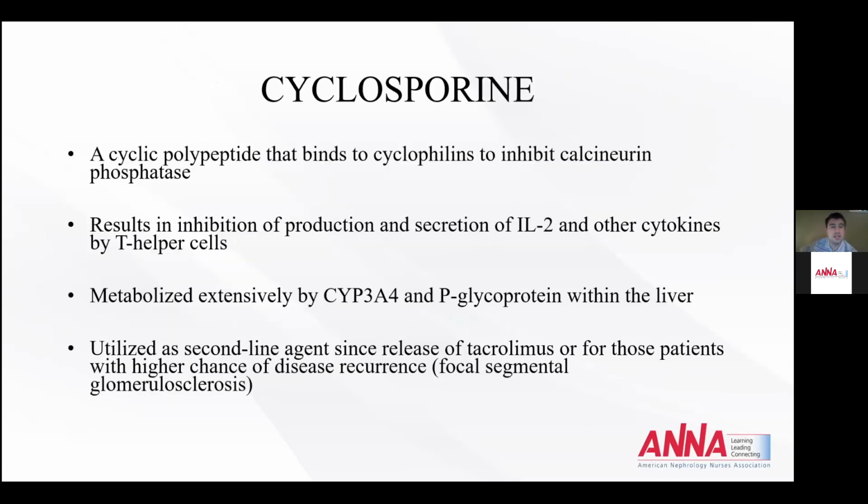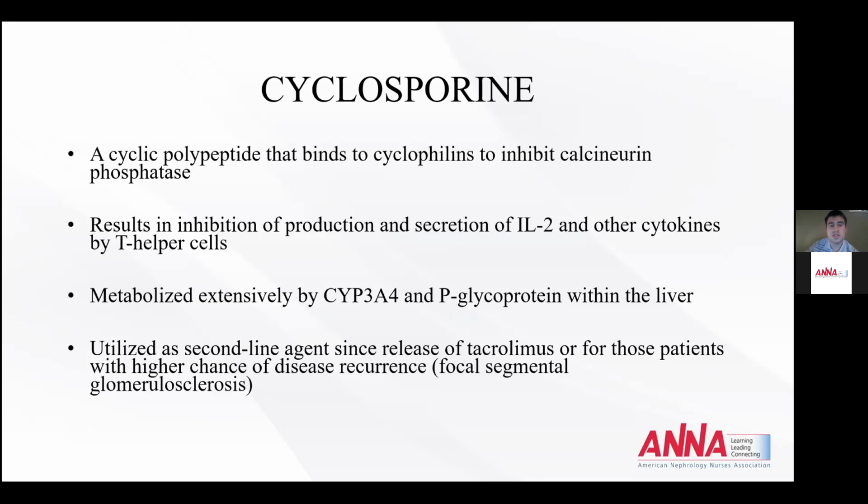Cyclosporine, a cyclic polypeptide, binds to cyclophilins, which inhibit the same thing, calcineurin phosphatase. It results again in inhibition of production, so it doesn't let proliferation or secretion of interleukin-2 or other cytokines. It's metabolized, just like tacrolimus, by CYP3A4 within the liver. So whether you're on either one, you've got to worry about those drug interactions and food interactions.